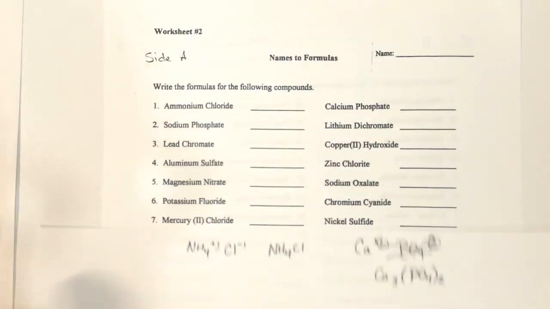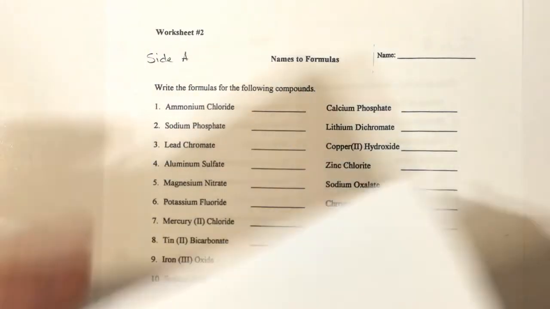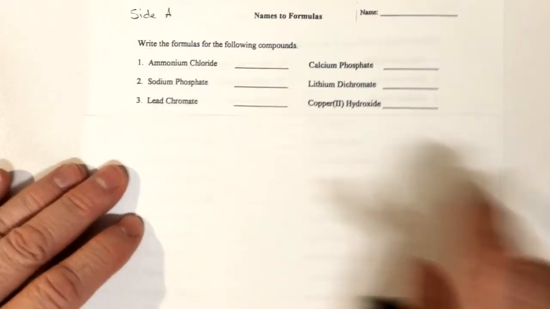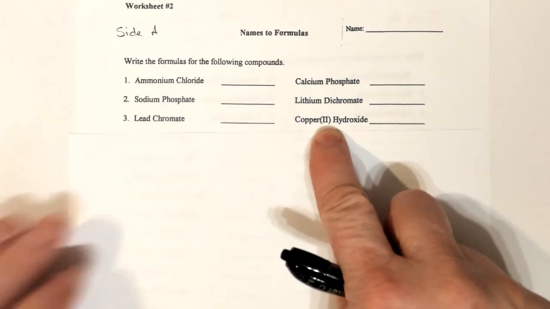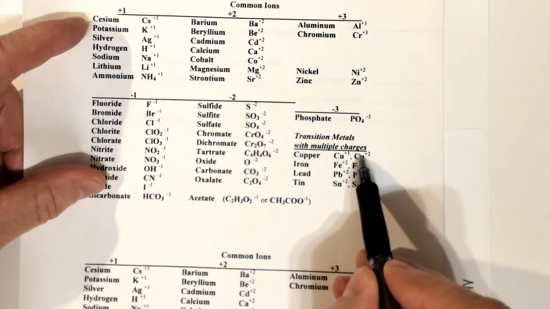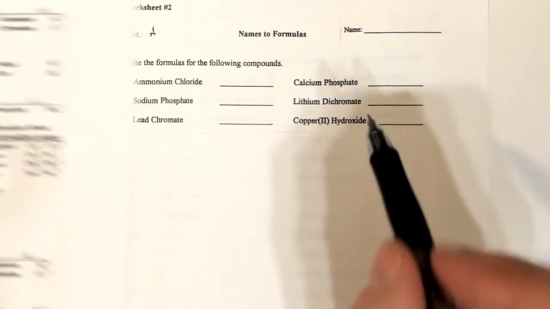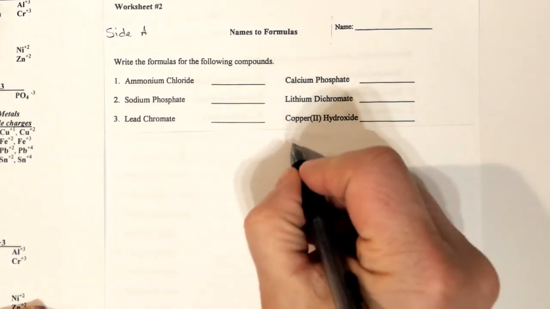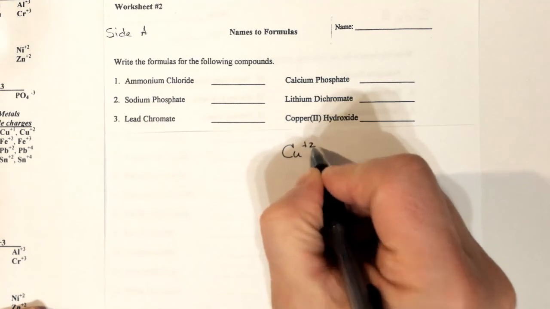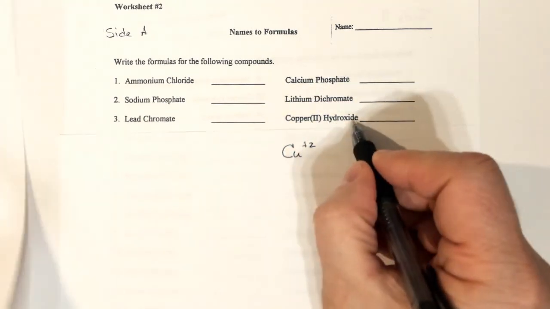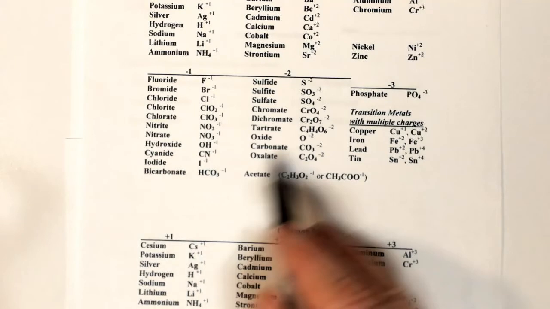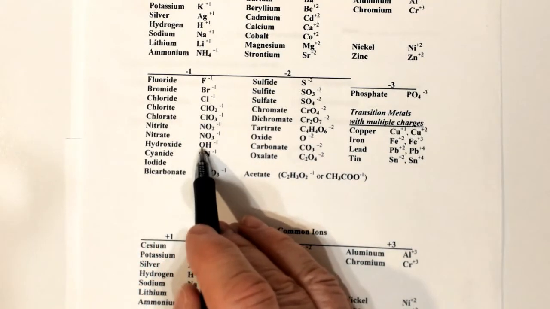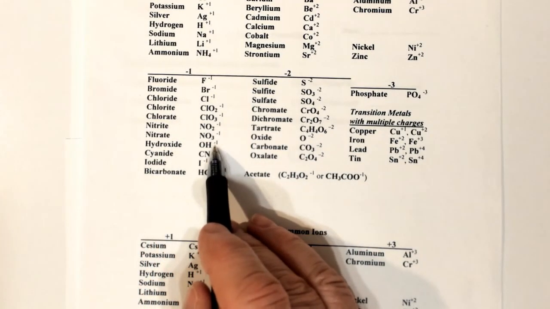But let's practice one more. We talked about these ones with the Roman numerals in the name. So here we have one, copper, with Roman numeral 2 hydroxide. So I look up copper. Copper likes either +1 or +2. This formula says I need to use the 2 because it's got a Roman numeral. So I'm going to go copper with a +2. Then I'm going to put it with hydroxide. I look up the negative area and I find hydroxide right there. It's OH with a -1.